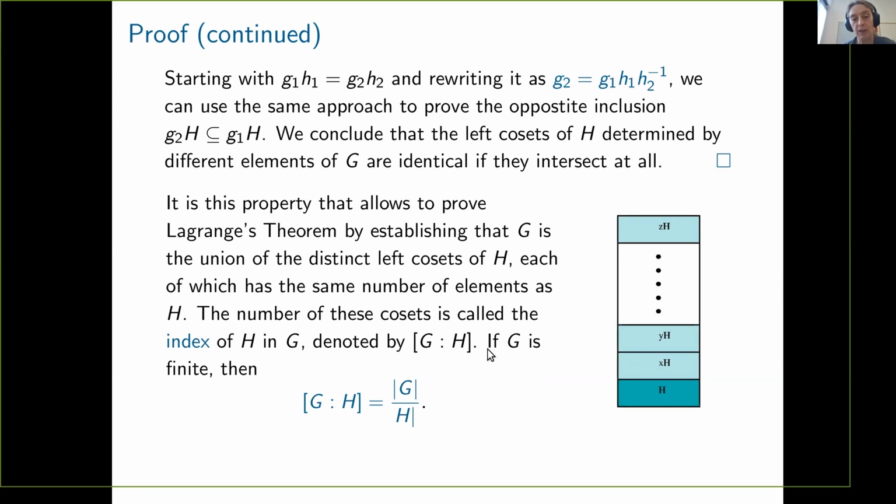And if G is finite, then of course the index of H in G is also equal to the fraction: the number of elements in G divided by the number of elements in H. There's a vertical bar missing there. This is the number of elements of G divided by the number of elements in H. Okay, so that's the key property of cosets that goes into Lagrange's theorem.